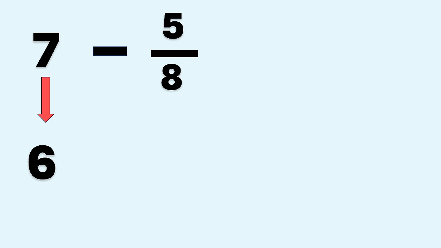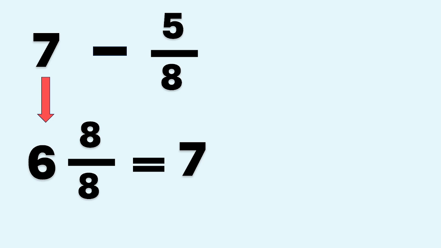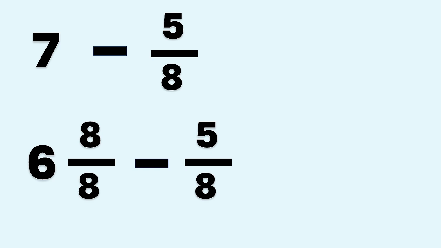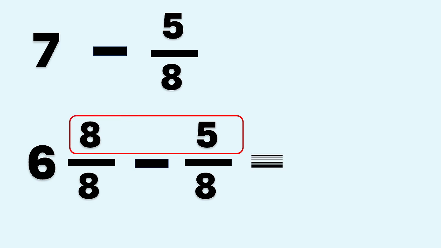And then our fractional part needs to equal one whole. Now, a fraction equals one whole when the numerator is the same as the denominator. In 5/8, we have a denominator of 8. So let's use 6 and 8/8 because the denominator is 8. Now, it gives us a common denominator, so 6 and 8/8 equals 7. Now, we can subtract the numerators. 8 minus 5 equals 3.